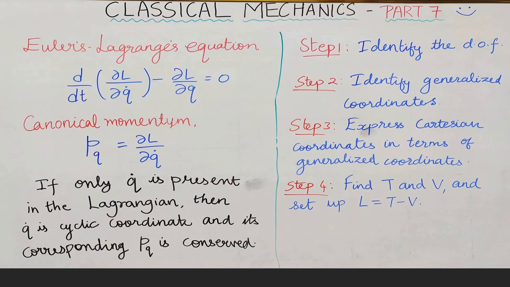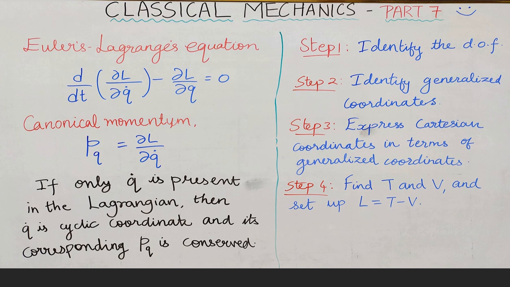The next important thing is the Euler-Lagrange equation, or we can say the equation of motion. You will be asked to find the Euler-Lagrange equation, or the equation of motion of the system. You have to remember this formula, which is very important: d by dt of dou L by dou q dot, minus dou L by dou q, is equal to 0. The next one is the canonical momentum, which is given as p_q equals dou L by dou q dot. You have to remember this. It's very important, and we already saw this formula in our last video.